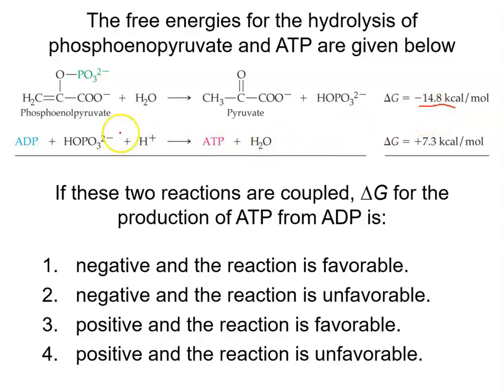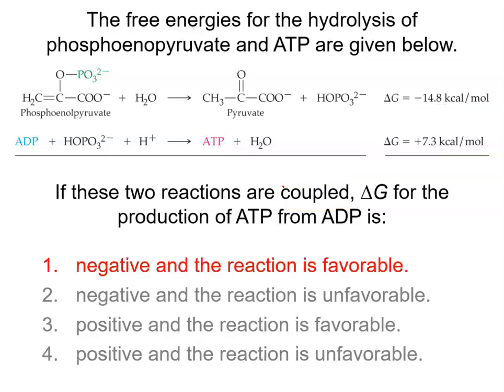14.8. Now we're also making energy, right? We're making this ATP compound, and that's going to have a positive delta G value. So it's not spontaneous. But when we couple these reactions, then we actually can have something that moves forward. So if these two reactions are coupled, the delta G for the total thing is what? Right, it's negative and it's favorable.